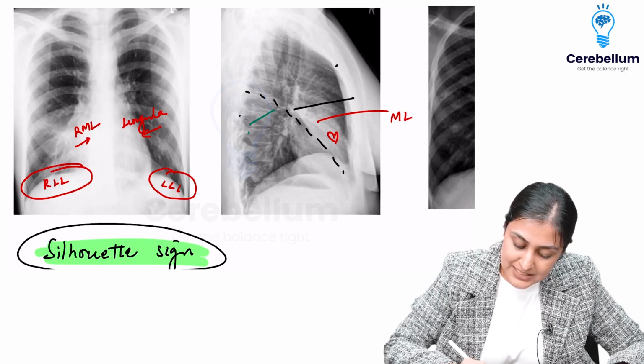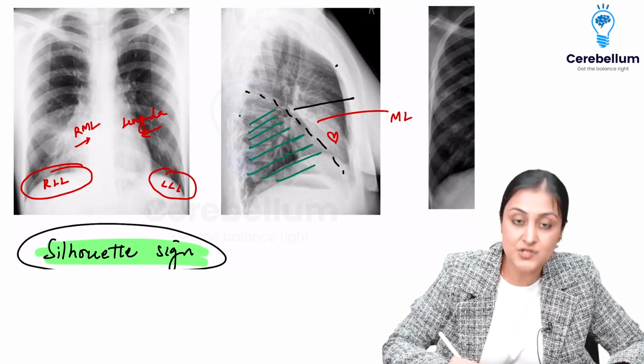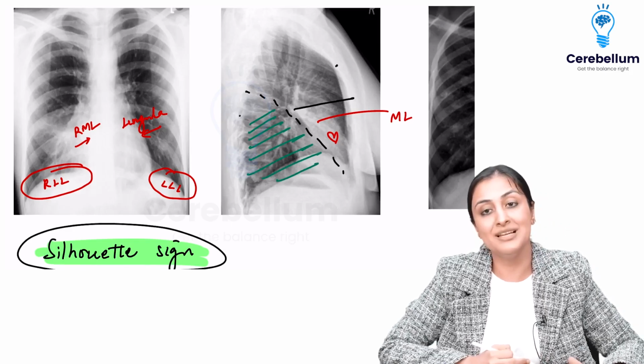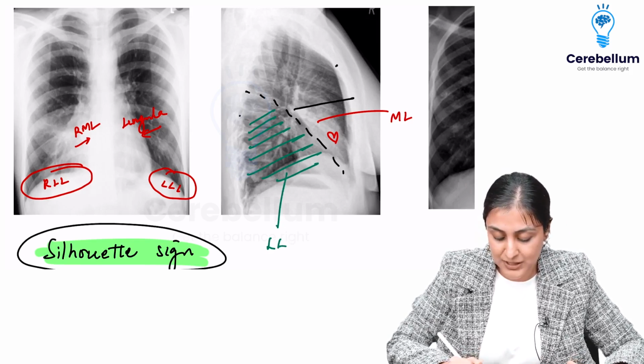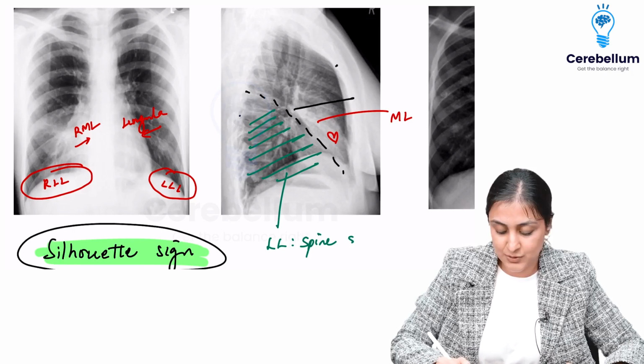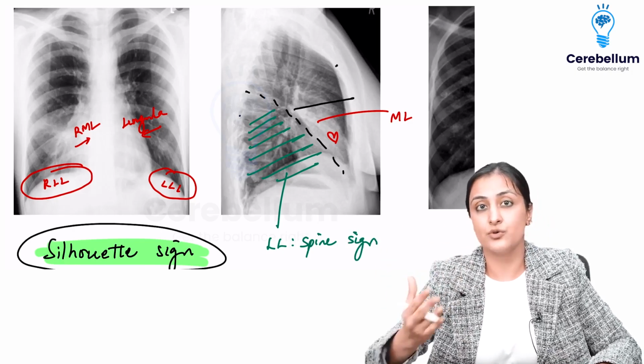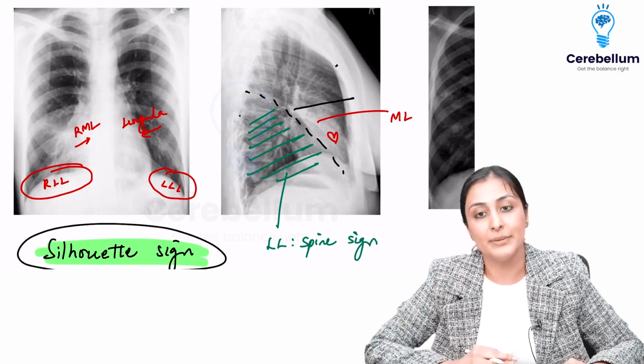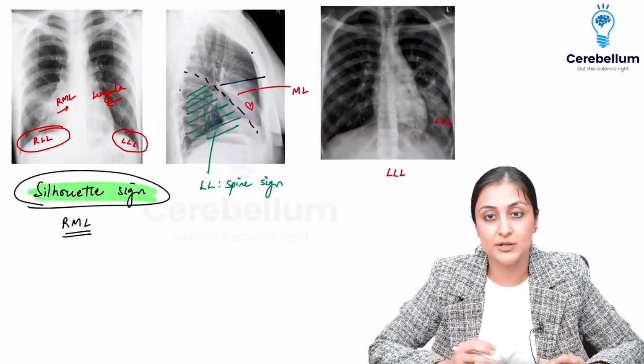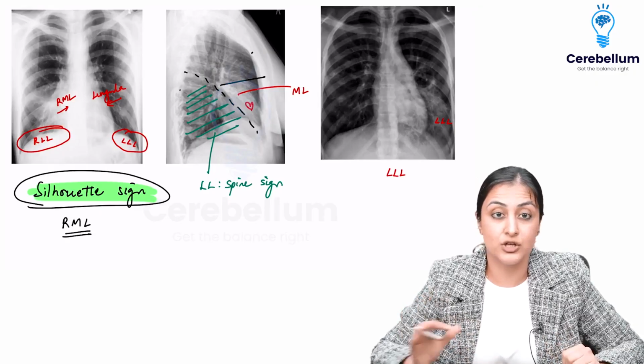If you have an opacity occupying the lower lobe, this is the position it will be in. It will obliterate the spine. So that is what we call as the spine sign also. So if something overlies the spine, that's lower lobe. If something overlies the heart, that is middle lobe. So this is what is the silhouette sign for localization of a consolidation.